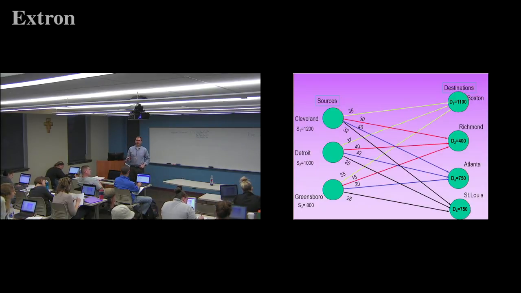Good start. What am I trying to optimize? Okay, I want to minimize the total cost. And that's pretty easy, right? Those arcs are my coefficients. If I ship from Cleveland to Boston, it's $35, so it's 35x11 plus, it looks like x12 is 30, so 30x12. And I'd have all the way out to 28x34. All right, you guys follow me?